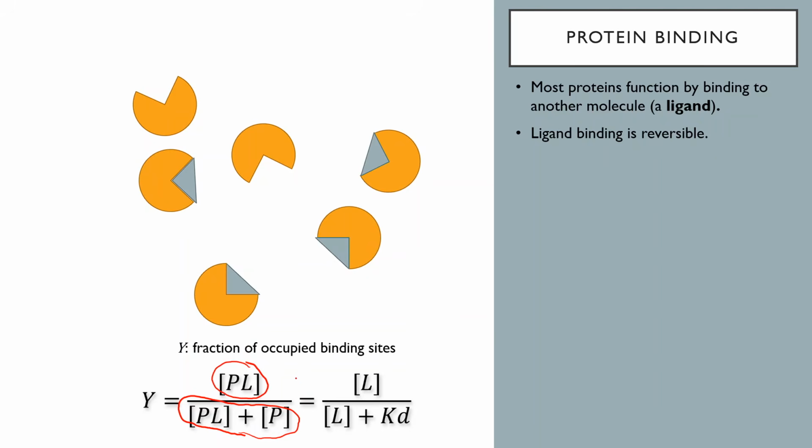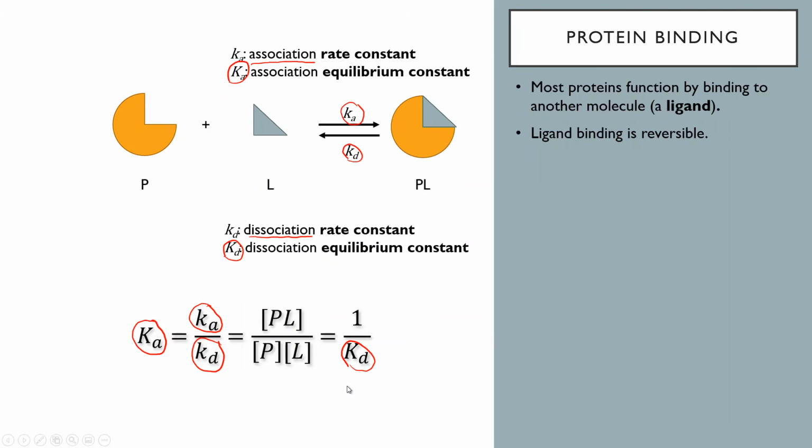Now, it's sometimes hard to measure the protein-ligand concentration directly, so it's convenient to describe the binding fraction in terms of the free ligand concentration, because that's experimentally usually easier to measure. So we can rearrange this equation to be just in terms of the ligand concentration.